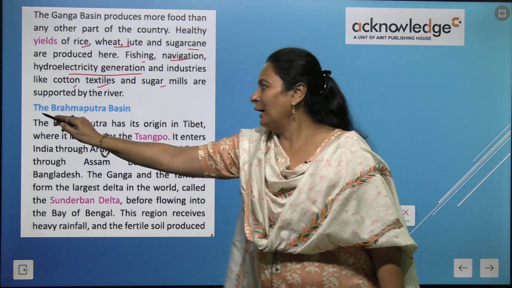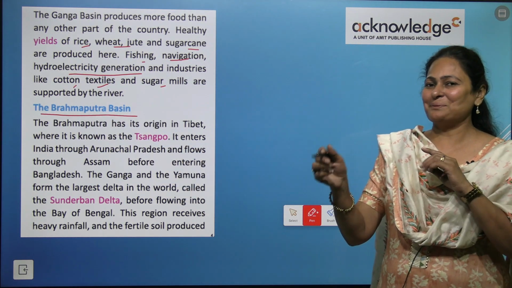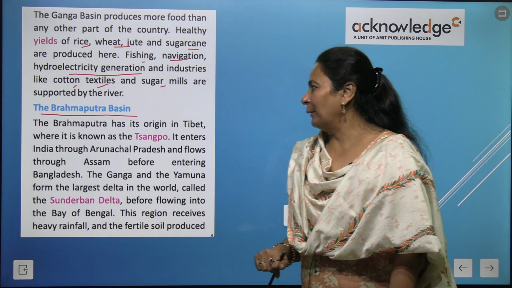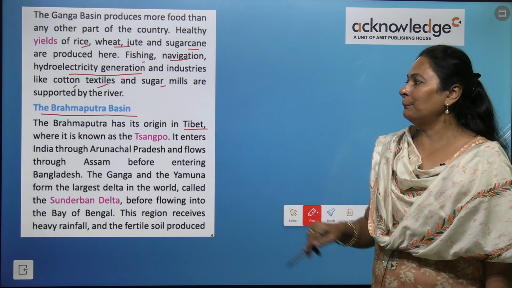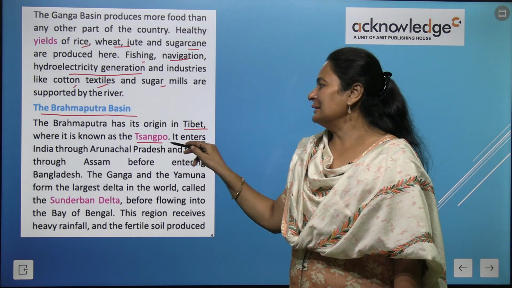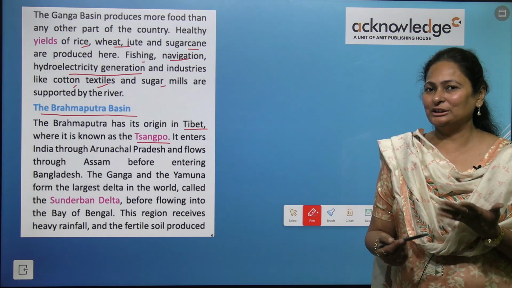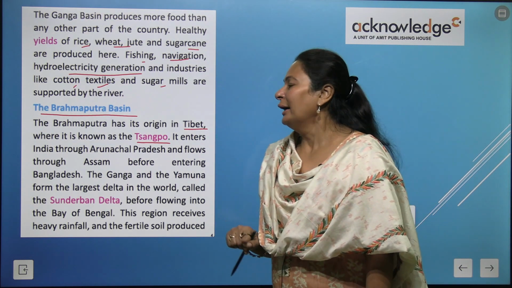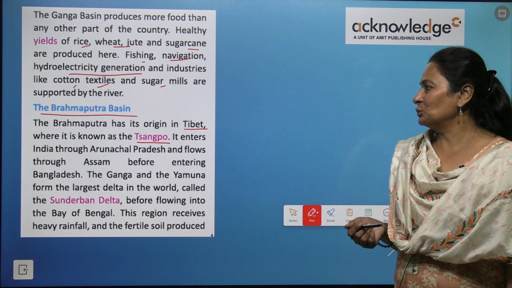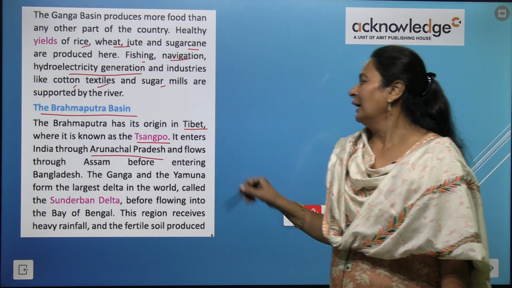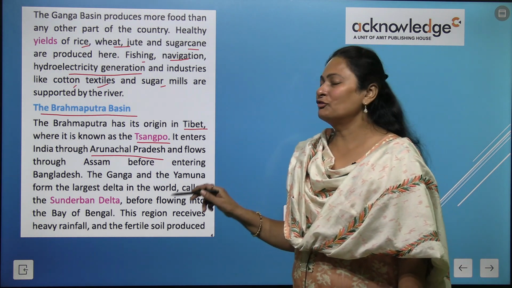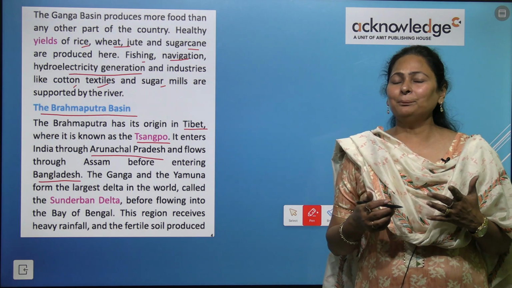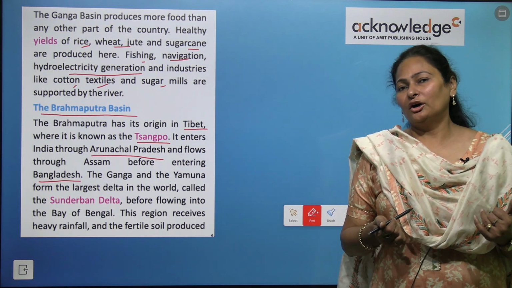So let's learn about the Brahmaputra basin. Ganga basin is the central basin of the northern plains. Now, Brahmaputra has its origin in Tibet, where it is known as Sangpo. Yes, it originates from Tibet, and the name is Sangpo. It enters India through Arunachal Pradesh and flows through Assam before entering Bangladesh.